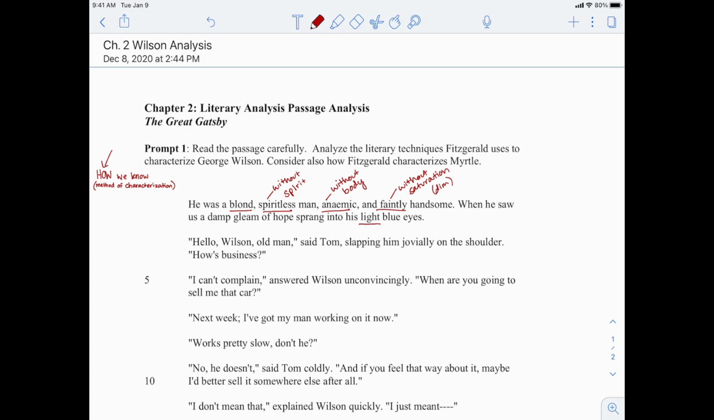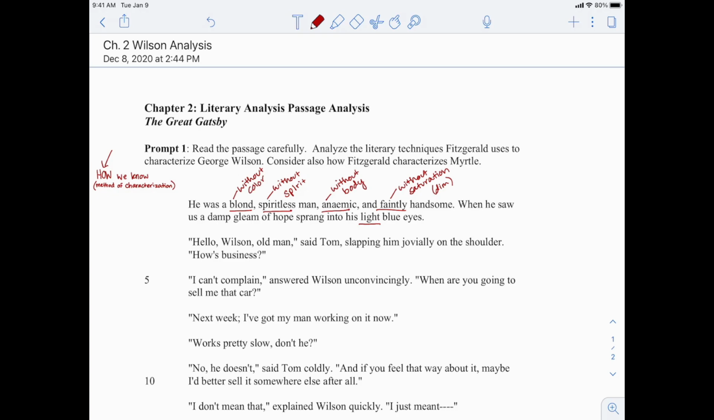Now, let's go back to the word blonde. It says he was blonde. Normally we wouldn't think much of blonde, but now these other words right next to it are without spirit, without body, without saturation. So blonde goes along with that as well. If you are blonde, then your hair is without color. Now I know that's not entirely true, but go with me here on this, okay?